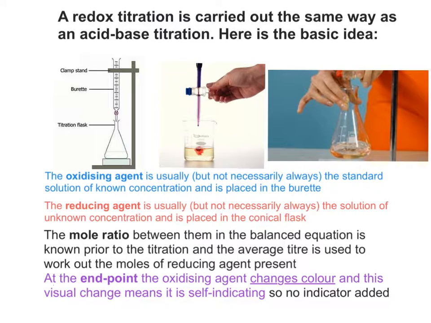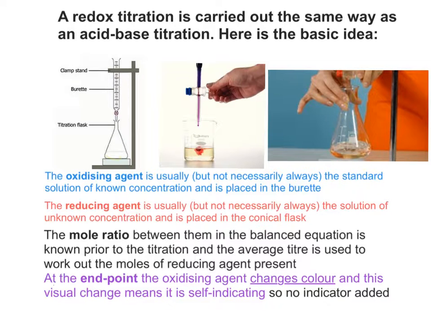So redox titration, the practical part of it at least, is carried out exactly the same way as an acid-base titration, except instead of an acid and a base reacting, you have an oxidizing agent reacting with a reducing agent, so it's based on a redox reaction. The standard solution, which is your oxidizing agent, will go in the burette. And your reducing agent, which is your solution of unknown concentration, will be placed in the conical flask. So far it's very similar to the way an acid-base titration from your first year works.